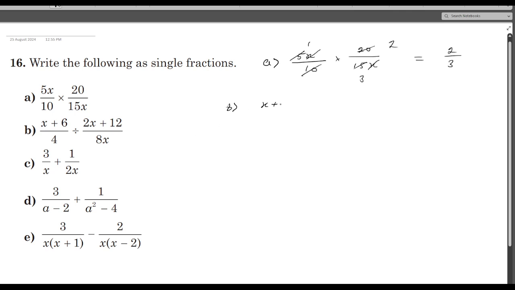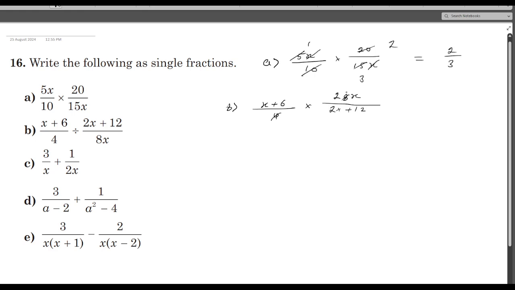x plus 6 divided by 4. Now this division I will write as multiplication, and I will reciprocate this side. So it is 8x divided by 2x plus 12. Now this 4 and this 8 I can cancel.